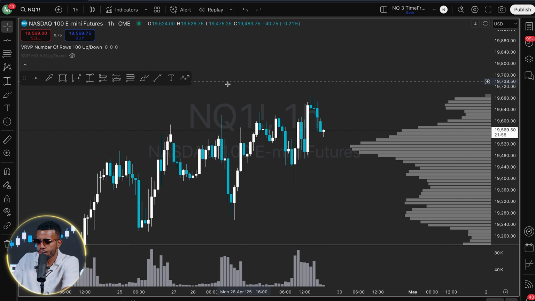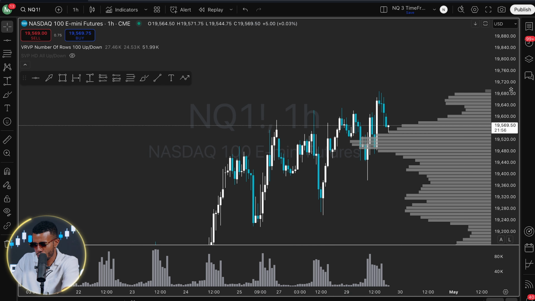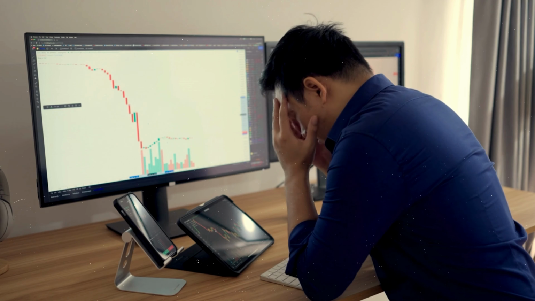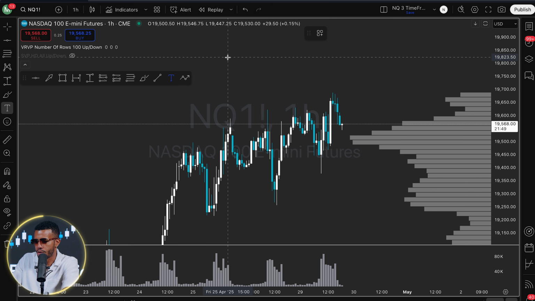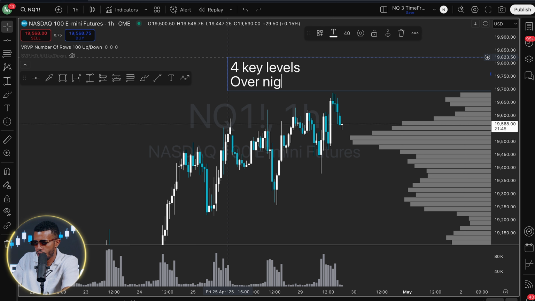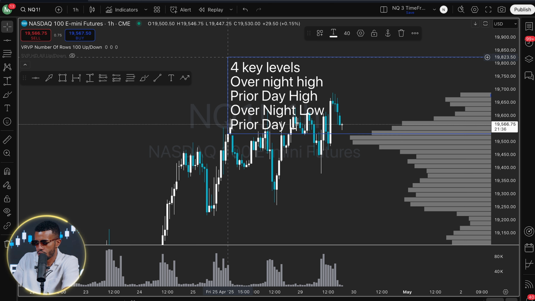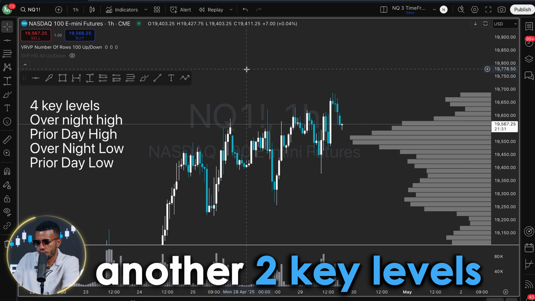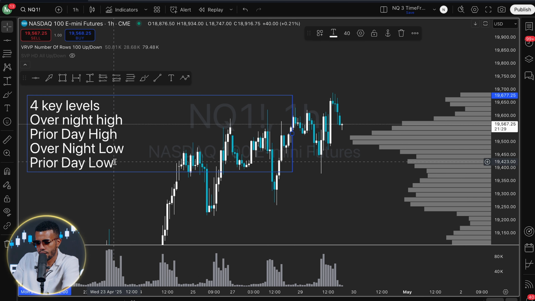Now, there are only 4 key levels in my execution system, which makes it so simple. You're not worried about all these different types of gaps and breakers and things like that. There are 4 key levels that I care about: overnight high, prior day high, overnight low, and prior day low. Those are the 4 main levels. There is one more key level, which is a naked POC.